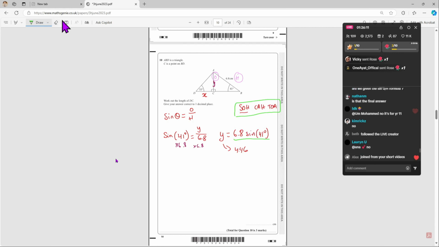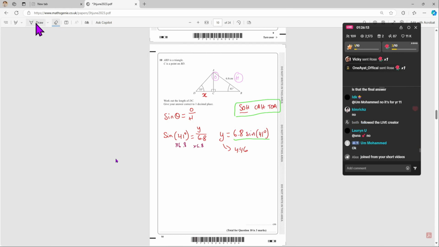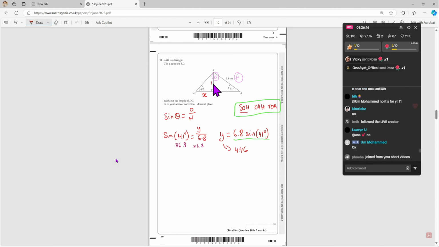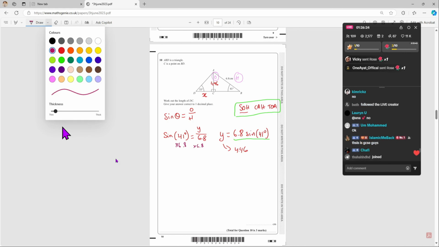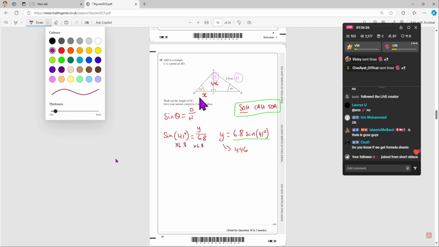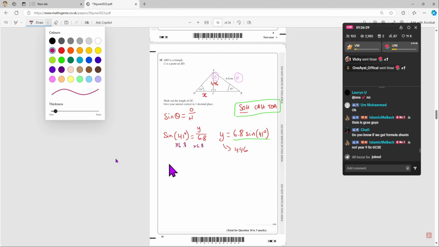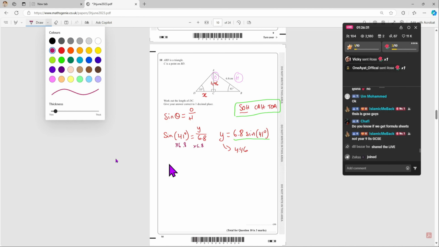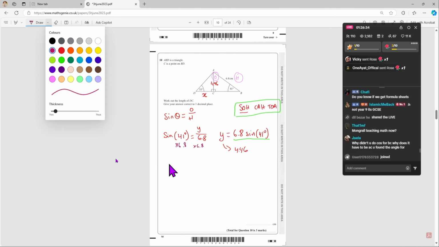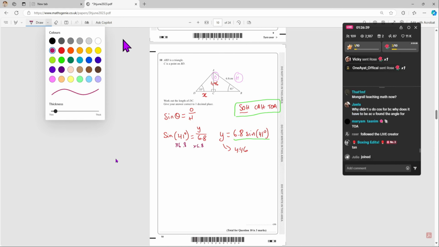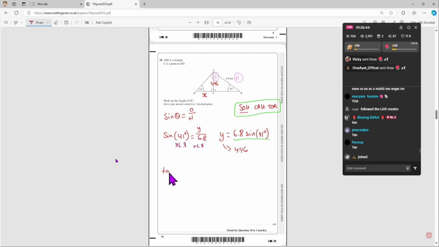So now, let's replace our y over here with 4.46. So this is 4.46 now. Now we need to finally find the value of x. So if we're trying to find the value of x, what ratio are we now going to be using? Are we going to be using sine, tan, or cos? Yes, we're going to be using our tan ratio, guys. Well done.